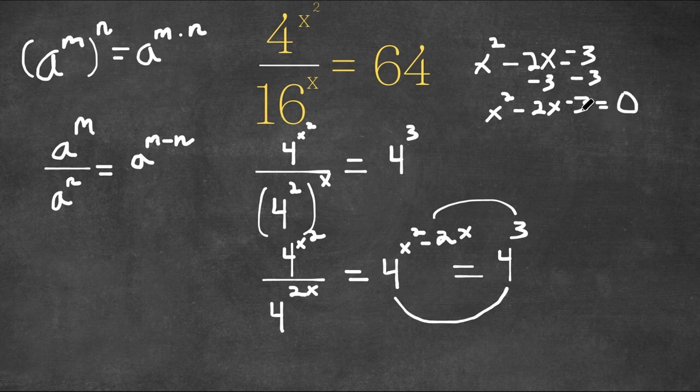So now, as you see, we have a simple quadratic equation. So I'm actually going to plug this into the quadratic formula. So negative b, well, b is negative 2, so negative of negative 2 is positive 2 plus or minus the square root of b squared, so negative 2 squared, which is 4, minus 4 times a is 1 times c is negative 3.